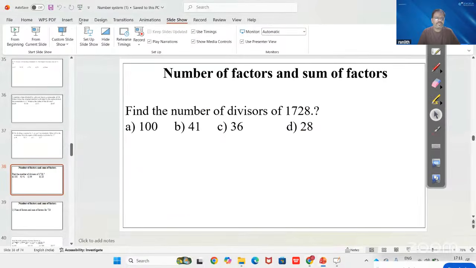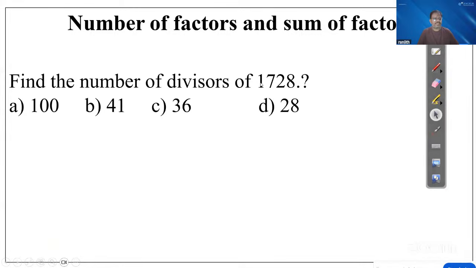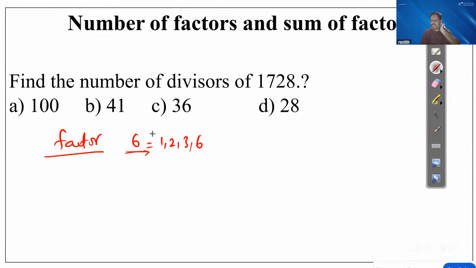Thank you. So today we are discussing how to find the number of factors. What do you mean by a factor? Can you please tell me anyone about factor? What are the factors of 6? 6 is divisible by 1, 2, 3, 6. So these are the factors of 6.